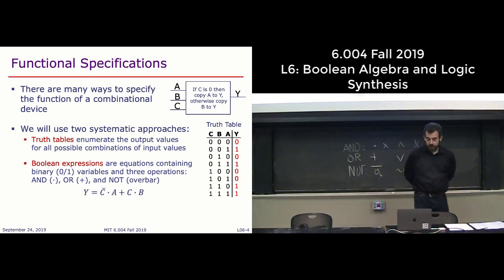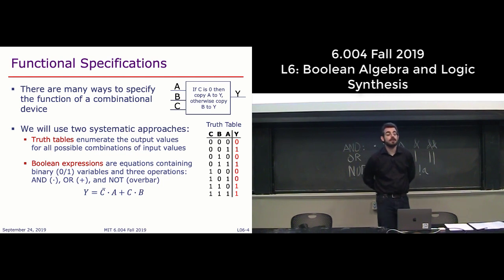Okay, so this is the Boolean formula for this particular circuit. So if not C, then copy A. And we don't need to go too much into the details of this particular formula. We'll see exactly how to derive it later, and in fact how to derive optimal formulas that have the minimum number of operations.